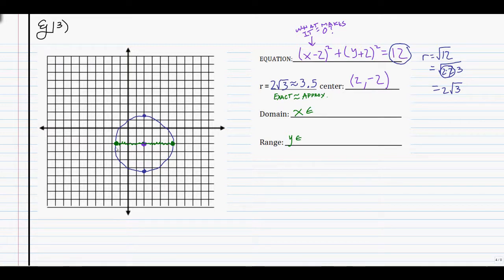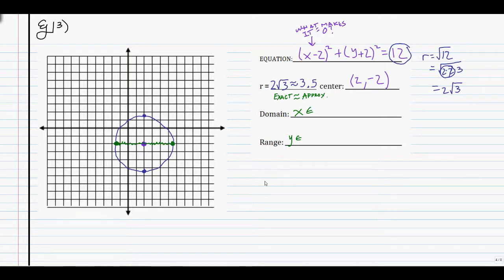But the question is, what is this? I mean, we can tell it's about -1.5, and this one is about 5.5, but that's not good enough. We want to know the exact x values that work in this equation. What's the biggest one, what's the smallest one? And unfortunately, we don't have that from just looking at it.